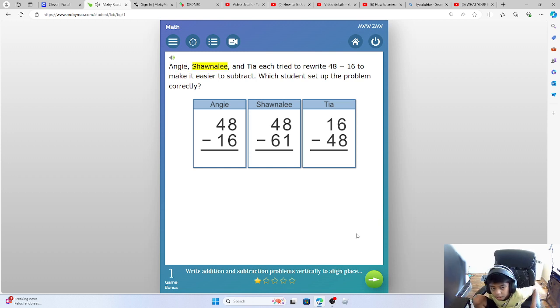Angie, Shauna Lee, and Tia each tried to rewrite 48 minus 16 to make it easier to subtract. Which student set up the problem correctly? Angie.